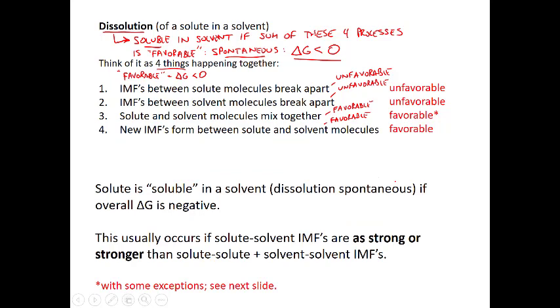So to summarize this slide, a solute is said to be soluble in a solvent where dissolution is spontaneous if the overall delta G of dissolution is negative, and this usually occurs when the solute-solvent intermolecular forces are as strong or stronger than the solute-solute and solvent-solvent intermolecular forces. But there are exceptions. I'm going to give you guys an example of a case where there's an exception.